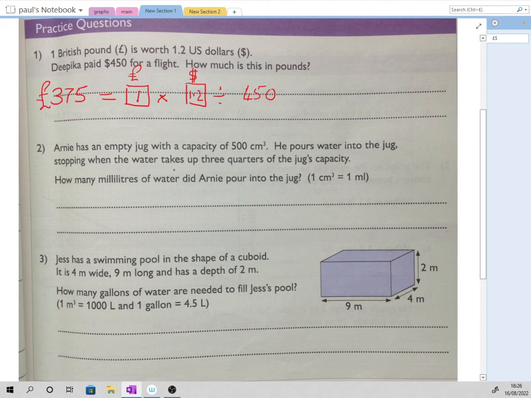Arnie has an empty jug with a capacity of 500 centimeters. Oh, this little thing here, this means cubed. Cubed. It's volume.